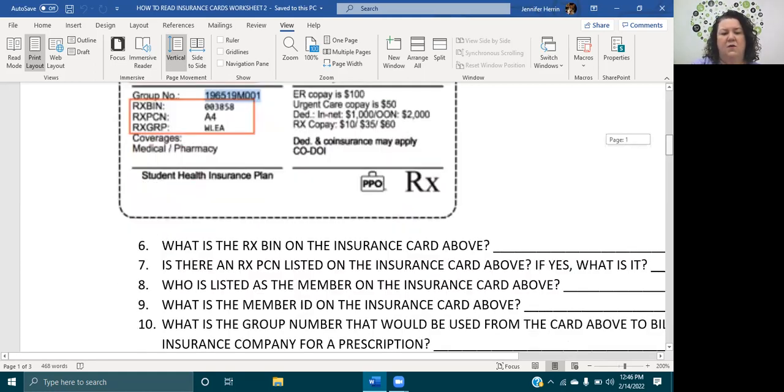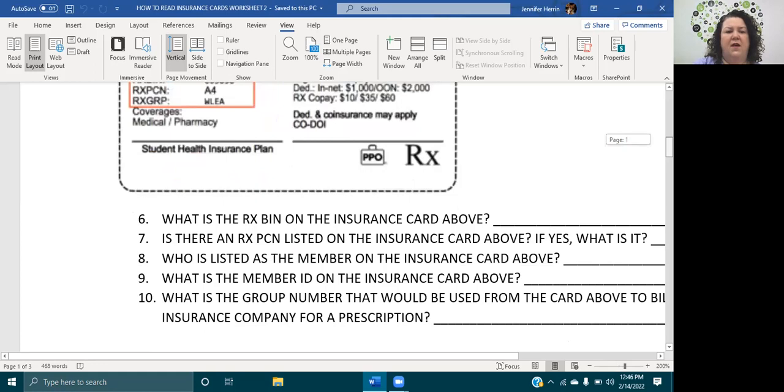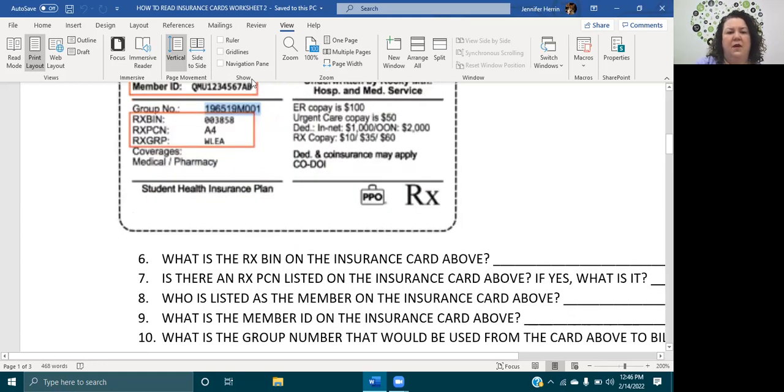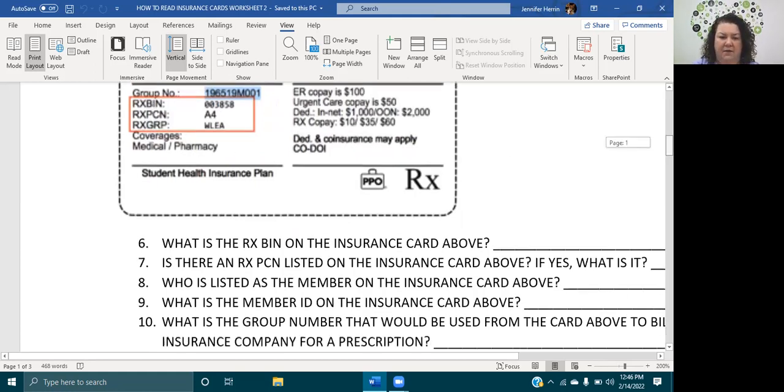Next question asks, what is the group number that would be used on the card above to bill an insurance company? So we're back to looking for that RX group. And although there's a group number here highlighted in blue, if you look a little bit further down inside that red box, we have our RX group, WLEA. And so that's how you would fill out that information.